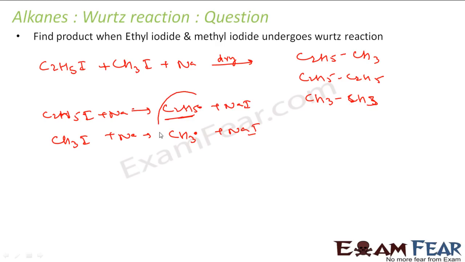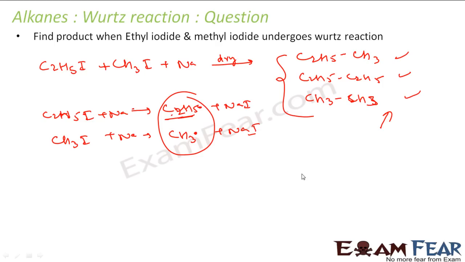So now we have two free radicals. Now they can combine among themselves. It becomes C2H5-C2H5, CH3-CH3, or they both can react together. So you'll get three products. Now, separating these products is very difficult because they have similar physical and chemical properties, similar boiling points.